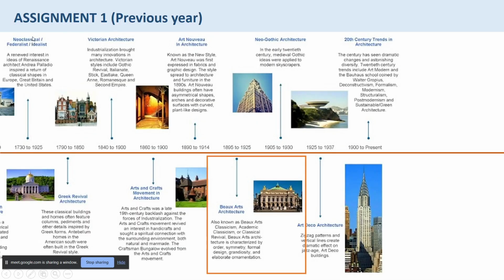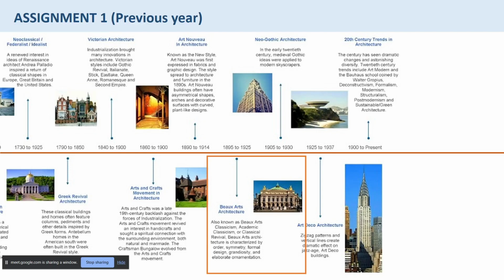Then we come to neoclassical, and neoclassical was like again a renewed interest in ideas of Renaissance, and then neoclassical basically revived the classical style but with a twist of modernism, and it was very common in US and UK and other places. In fact, most of the administrative buildings of US have this neoclassical style right now. Then we had Greek revival architecture, then we had Victorian architecture. These are not very huge parts, so they are not usually covered in most of the timelines, but it is mentioned here. And then we have the Arts and Crafts movement in architecture.